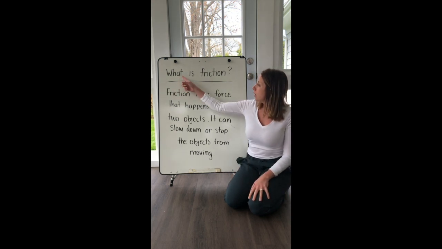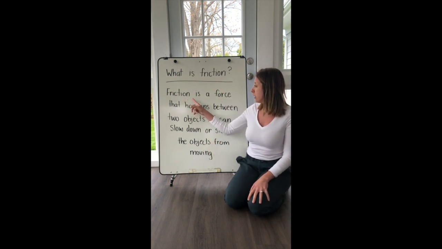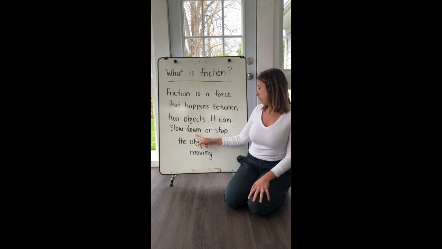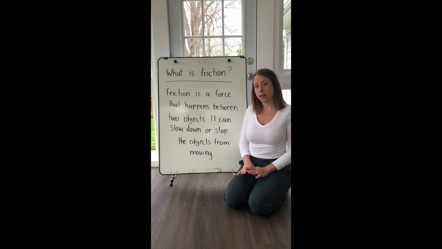But what is friction? Here is our second grade definition, okay? Friction is a force that happens between two objects. It can slow down or stop the objects from moving, okay? So I'm gonna pause this. You guys can take as long as you need to write the definition, and then you can get started on your own little exploratory investigation, all right?